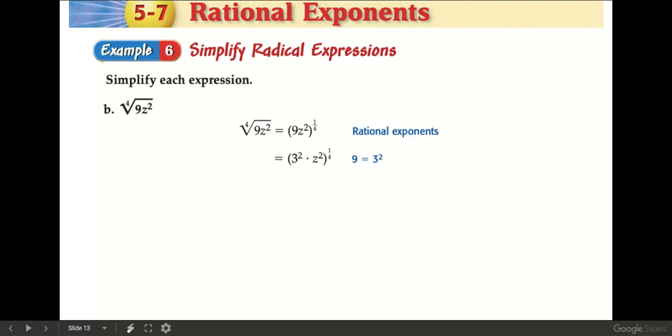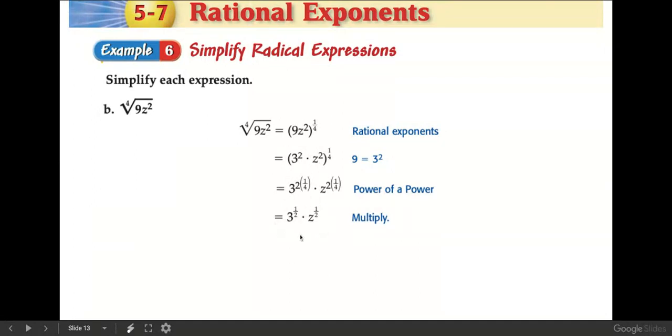And when I do that, then I can use the power to a power rule. So 3 squared to the 1/4 power, I multiply those exponents, so 2 times 1/4. And z squared to the 1/4 power, again, power to a power, multiply the exponents, 2 times 1/4. And so that's going to give me 3 to the 1/2 times z to the 1/2.